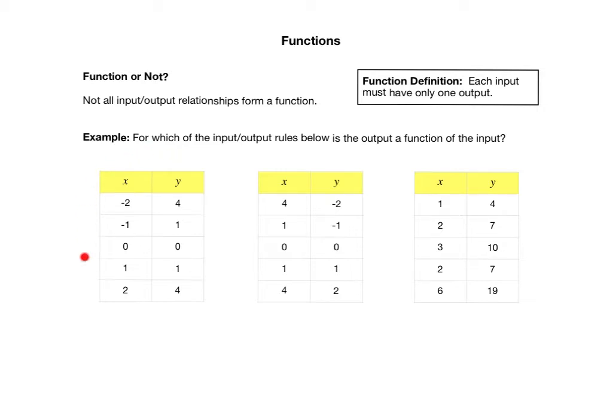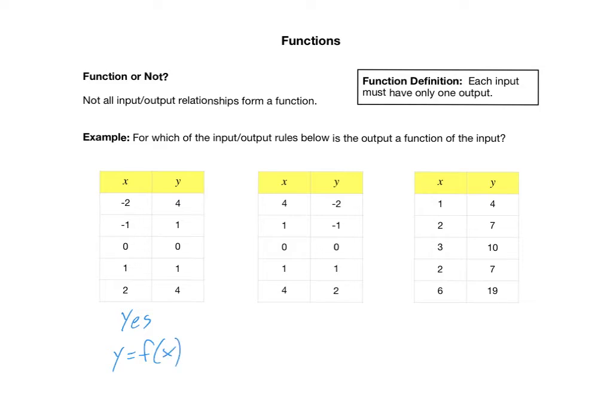So let's take a look at this table here. Does each input x have only one corresponding output y to go with it? Well, the input -2 only has the output 4 to go with it. The input -1 only has the output 1 to go with it. The input 0 has only the output 0 to go with it. The input 1 only has the output 1 to go with it. And the input 2 only has the output 4 to go with it. So for this input-output relationship, y is in fact a function of x. So we can say the answer is yes here, and we can actually use the function notation. y is equal to f of x.